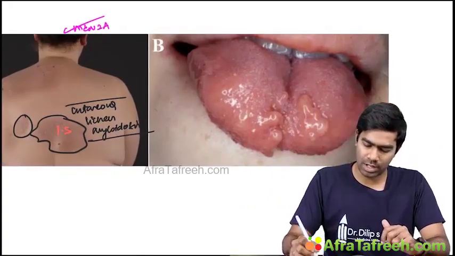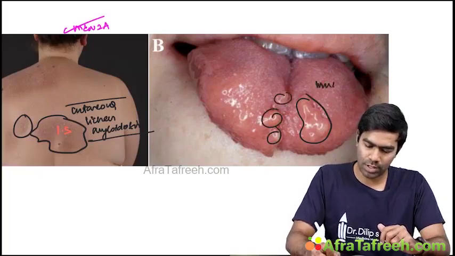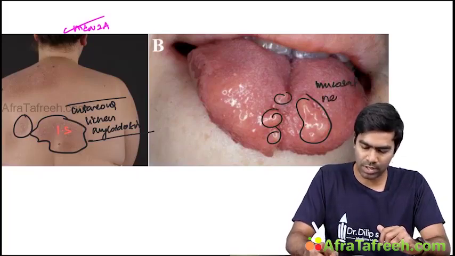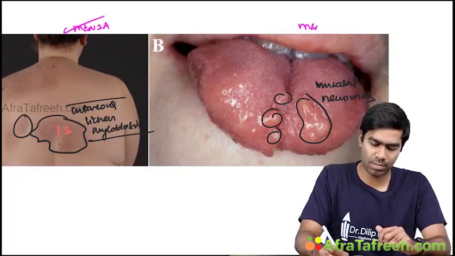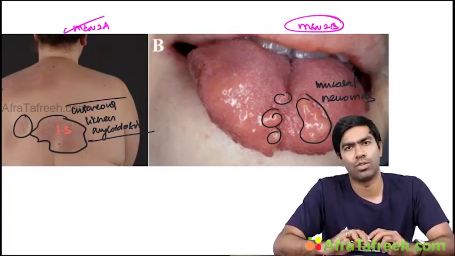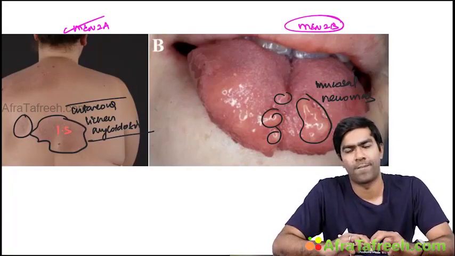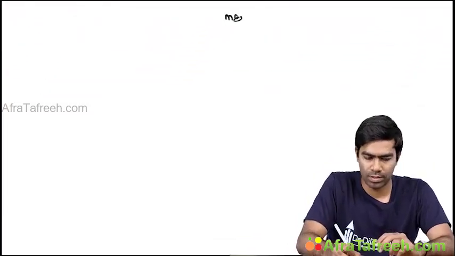And these are nothing but the mucosal neuromas. If they give you an image like this and ask you what is the MEN syndrome that is going to be associated, your answer must be MEN 2B syndrome. That's it. These are the mucosal neuromas that you are encountering. Clear? So with this we can move on to the MEONs.